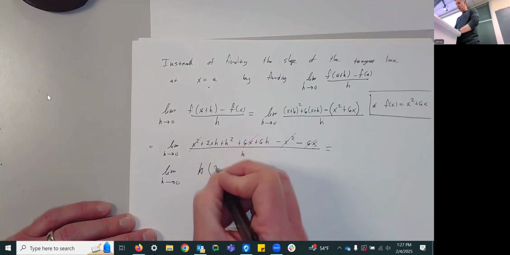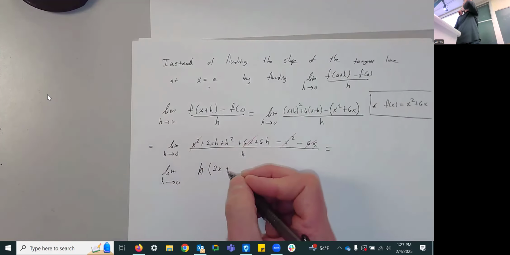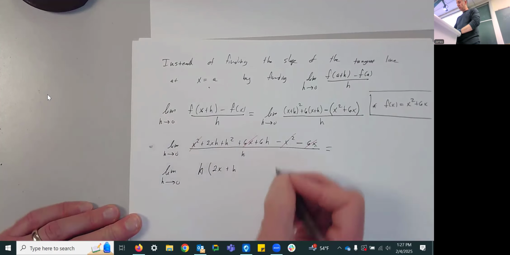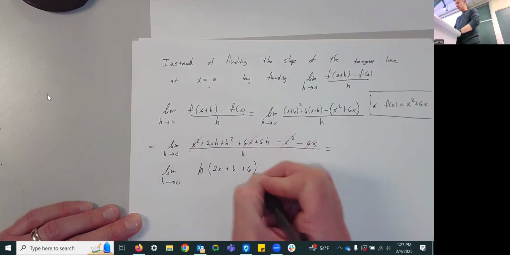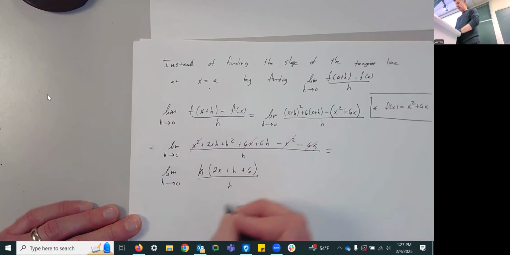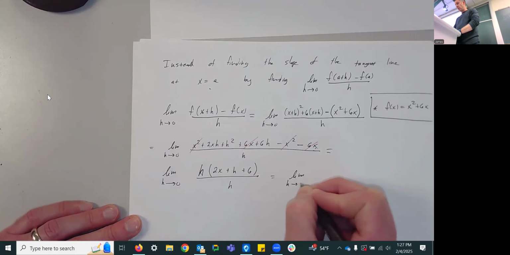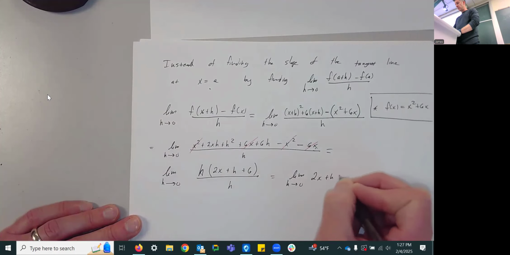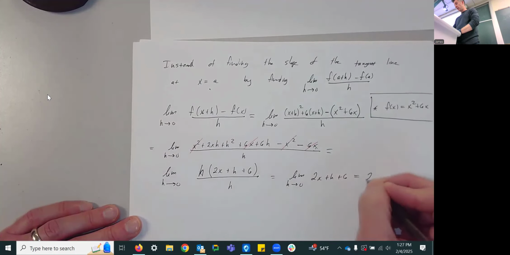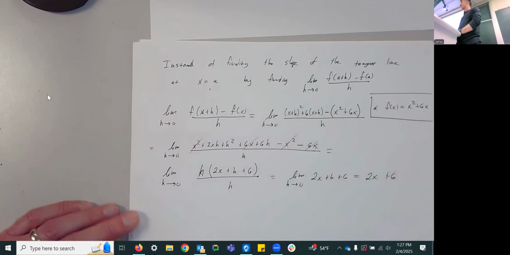I'm left with a 2x plus h to the first plus 6, all divided by h. Now the h is divided to 1. I'm left with the limit as h goes to 0 of 2x plus h plus 6. The h goes to 0, and I get 2x plus 6.